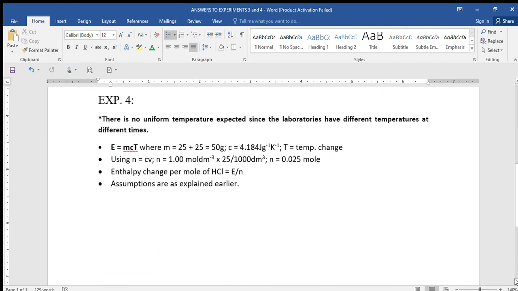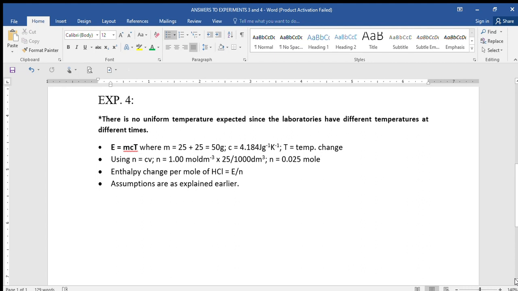The same case about the temperature is still applicable here. Since there is no uniform temperature expected, you are meant to have different temperatures for your calculations. So the first calculation, you are still going to make use of your E = mcθ, where your mass is the 25 plus 25, mass of acid and base added together to give you 50 grams. Your specific heat capacity is stated, which is constant. The temperature differs again. For question 2, you have to calculate the enthalpy change per mole of HCl.